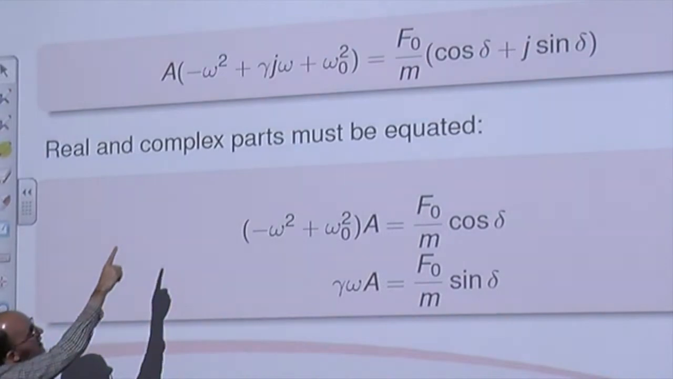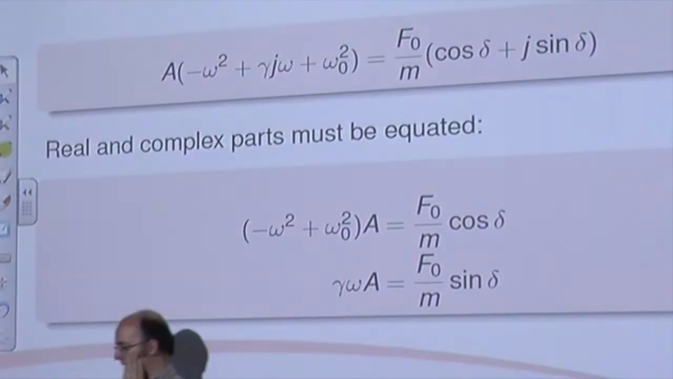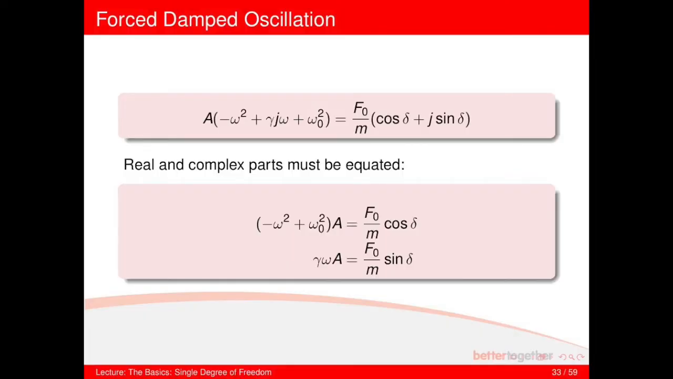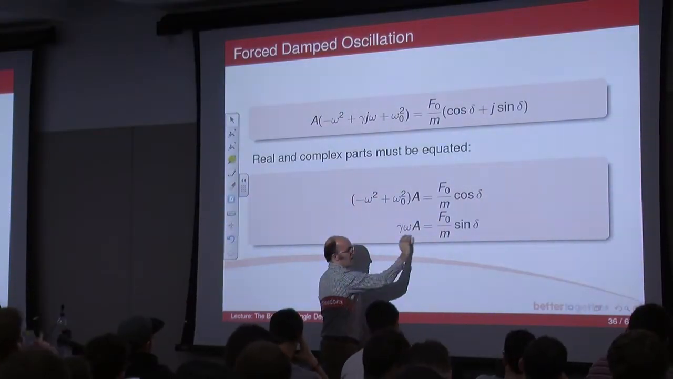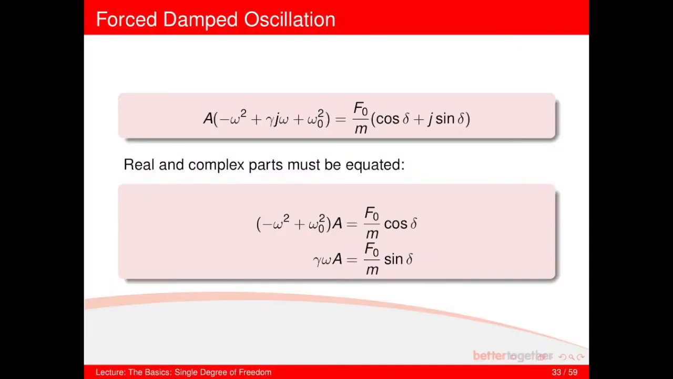We've got minus omega squared plus omega naught squared, times the amplitude A, must equal F naught upon m times cosine of delta. And then the imaginary bit in this equation, we've got gamma j omega times A must equal F naught upon m times j sine delta. The j's disappear, and we end up with that imaginary bit. They must be equated. Remember, this is where we had the problem back in the free oscillation: there was no force, so this side was 0, and obviously that couldn't be 0. That would mean the amplitude is 0 and the frequency was 0, and the gamma was 0, which just doesn't make sense.